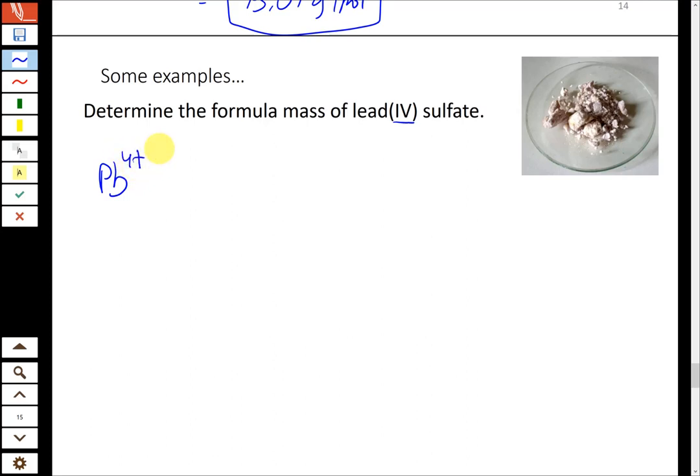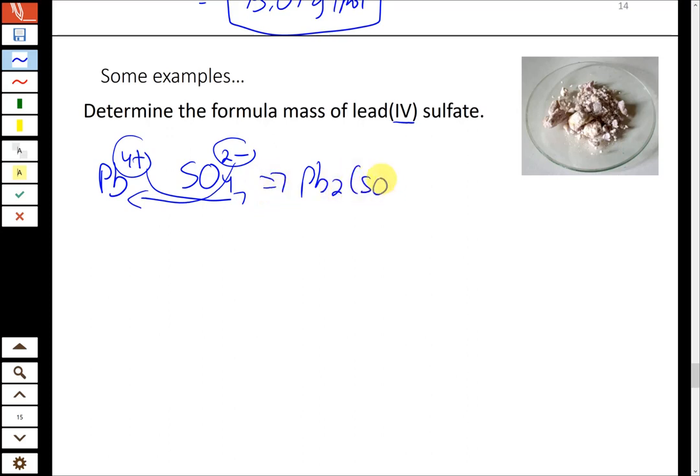And then sulfate, we have to remember from our polyatomics, is SO4 2-. So to get the formula for this, we have a +4 charge on the metal and 2- on the sulfur. If you want to do the no-brainer way of just crossing those, you would get initially Pb2(SO4)4, but that's not the smallest ratio. I always want the smallest ratio, so really the best way to write this is Pb(SO4)2.